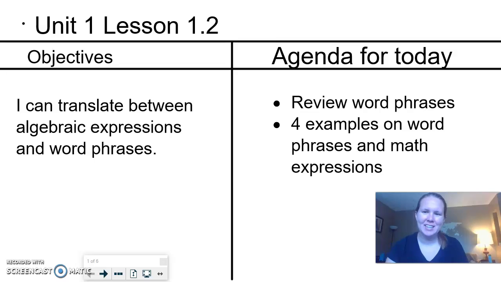In today's lesson, your objective is: I can translate between algebraic expressions and word phrases. So we're going to be changing things that are written in mathematical form, as algebraic expressions, and then changing them into actual written words, or English form. The agenda for today is to review some word phrases so that we understand what words mean what, and then we are going to go through 4 examples on word phrases and math expressions.